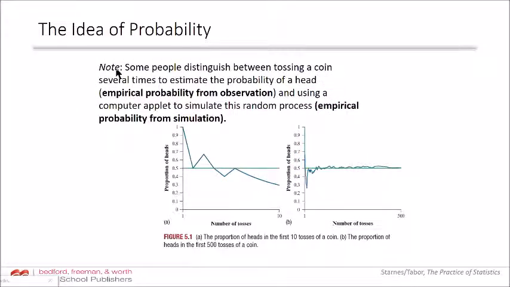So we can distinguish between estimating the probability of heads using observation, and we call that empirical probability when it's not theoretical. We just found that probability from observation. And we can also use simulation to simulate the random process. And again, it's called empirical probability because it's an approximation, as opposed to a theoretical probability that comes from a probability model.